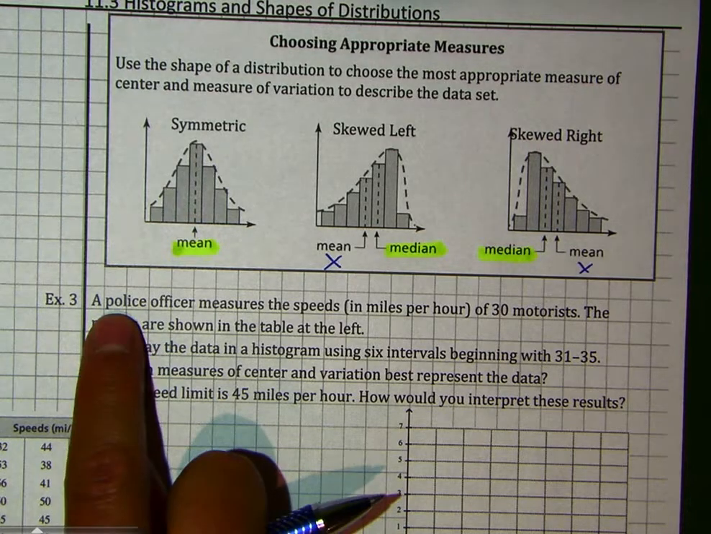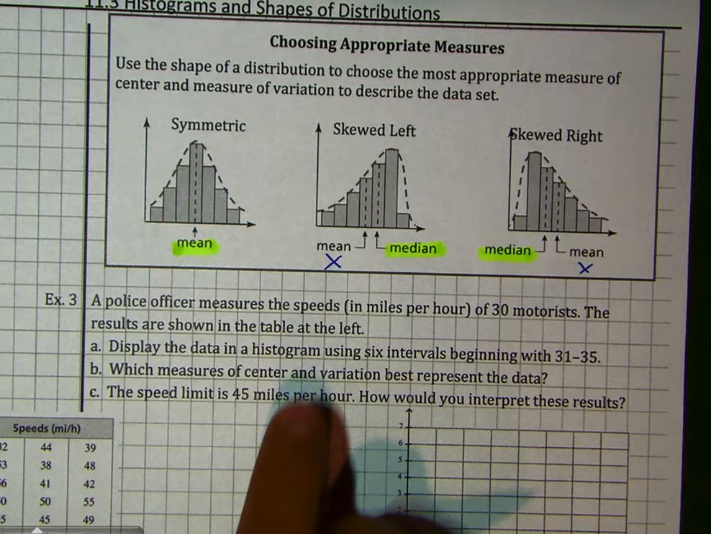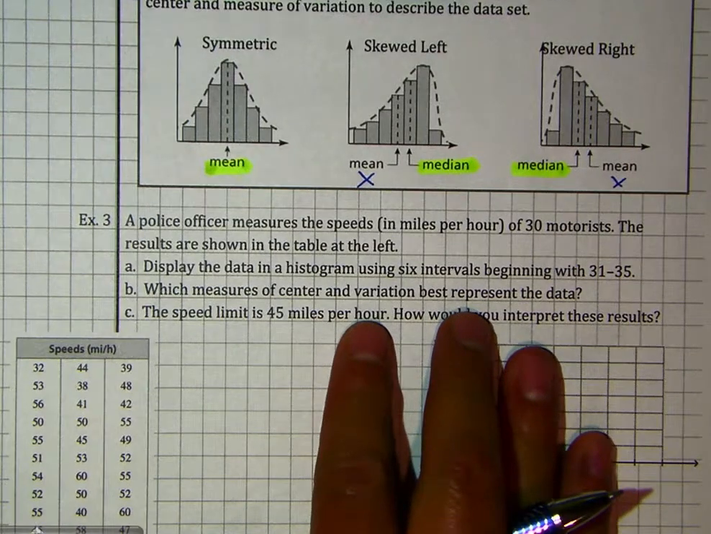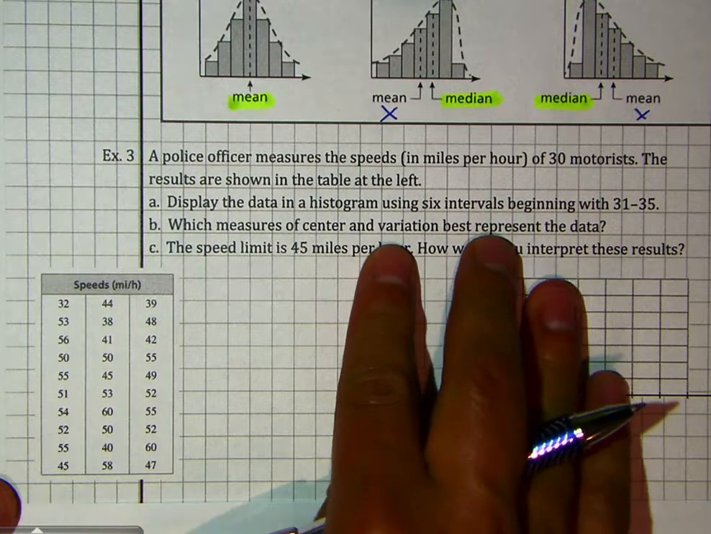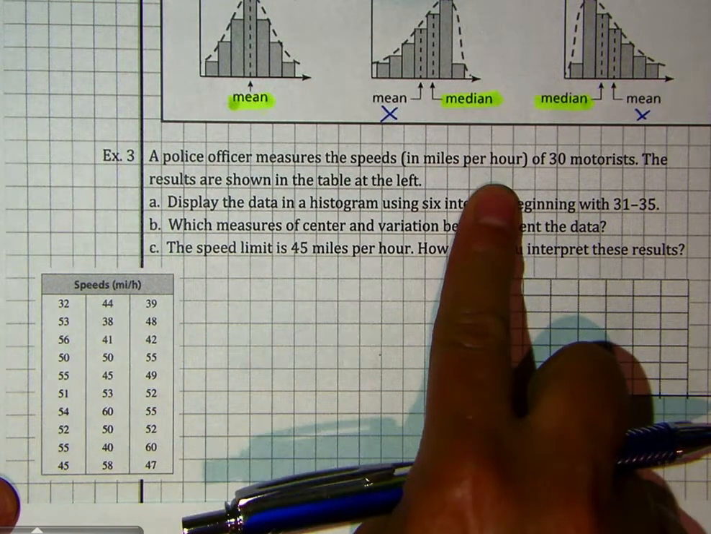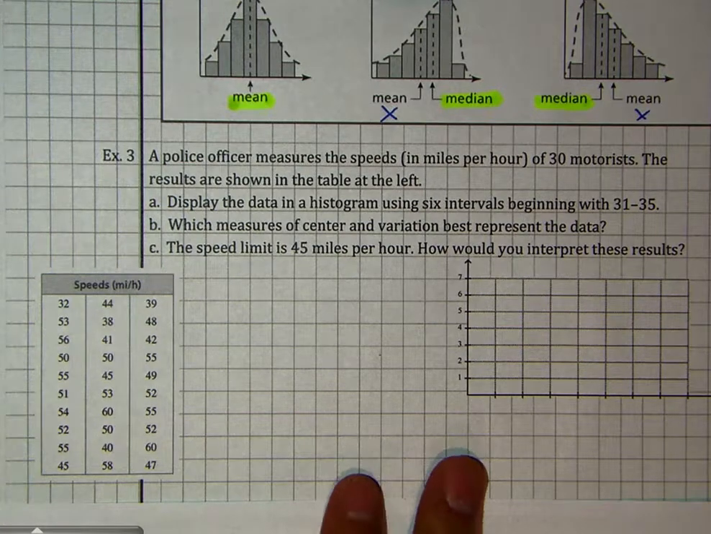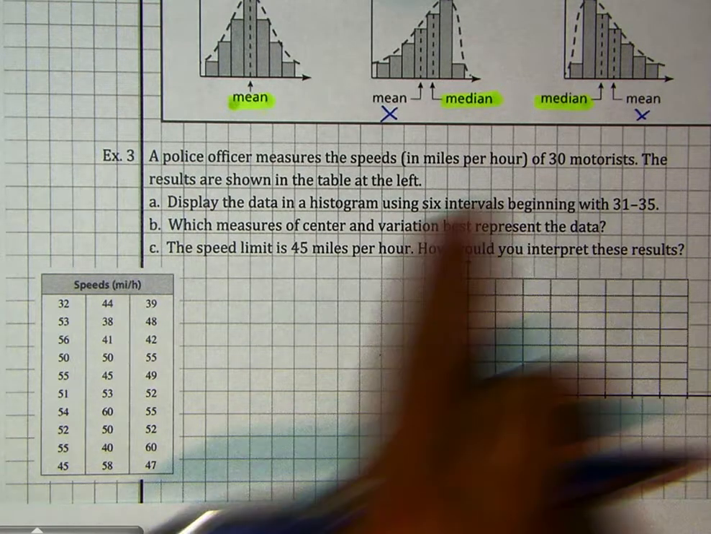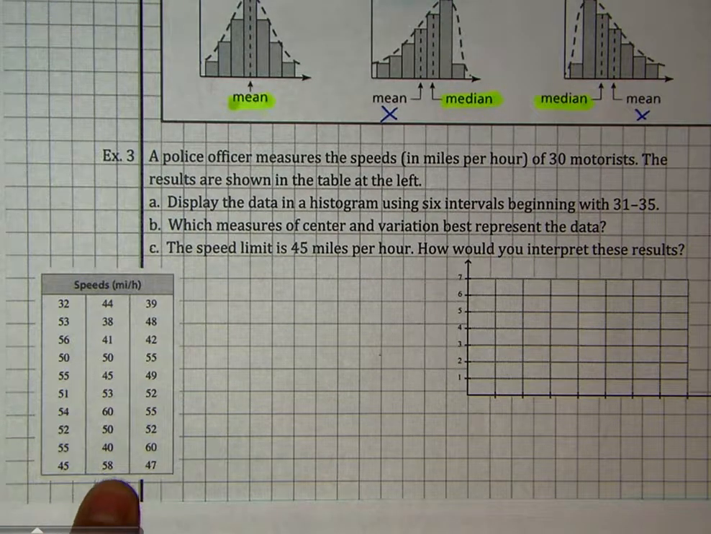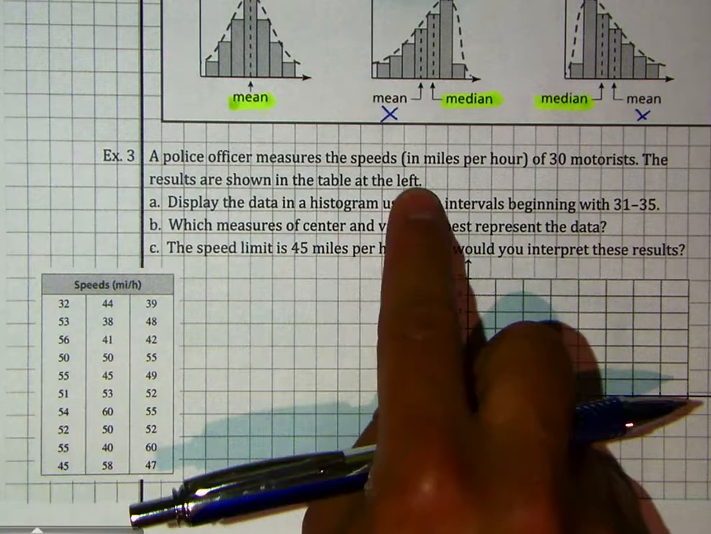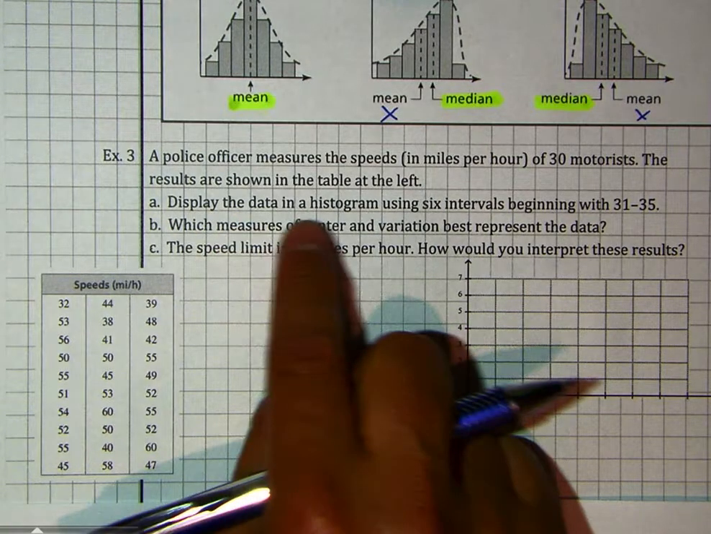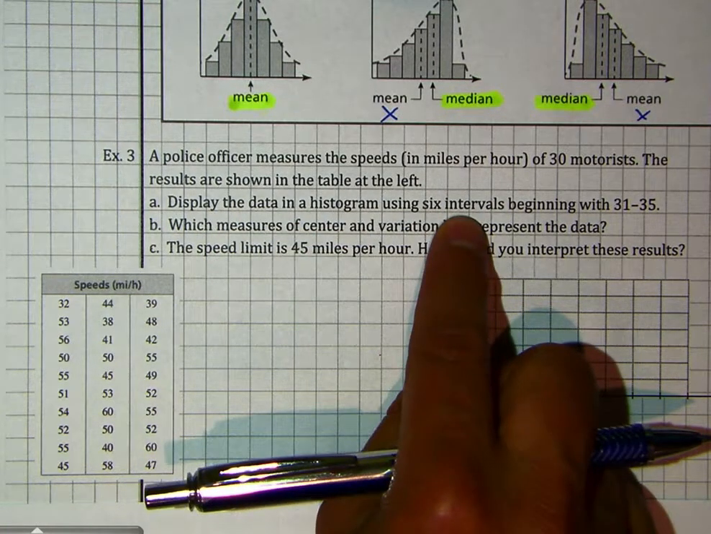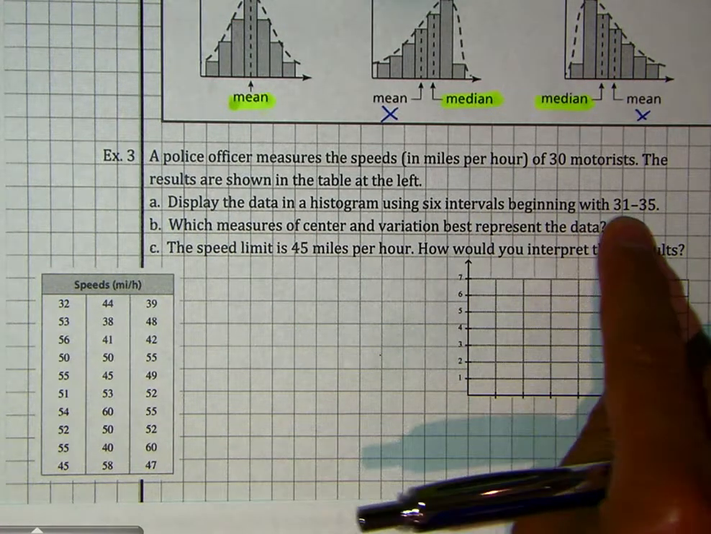So it says the police officer measures the speed in miles per hour. If you haven't had a chance to copy down the table, go and pause it. The speeds in miles per hour of 30 motorists, 10 in each column, are shown in the table on the left. Display the data in a histogram using 6 intervals, beginning with 31 to 35.